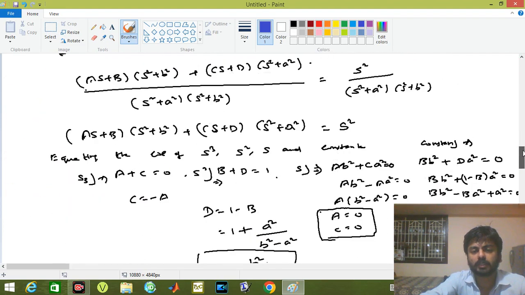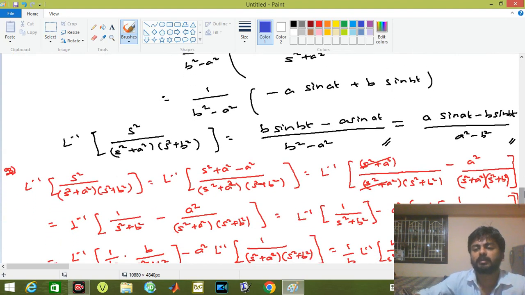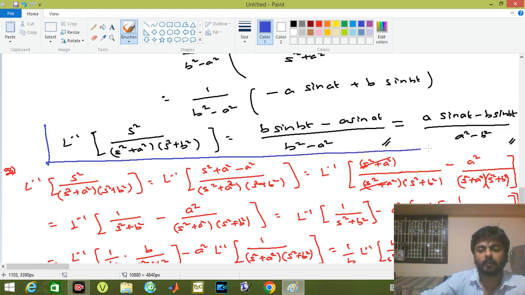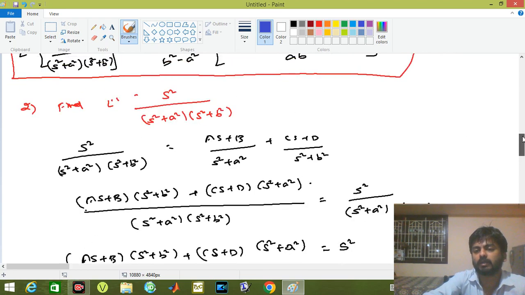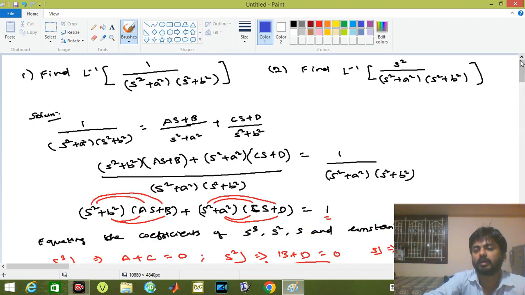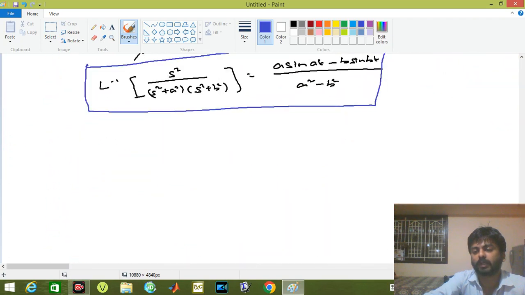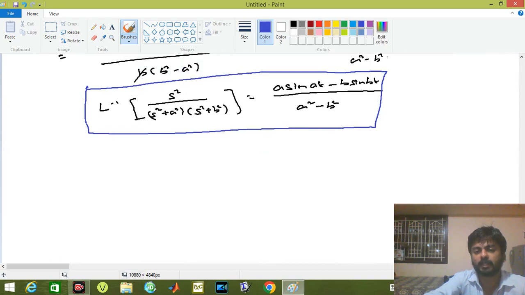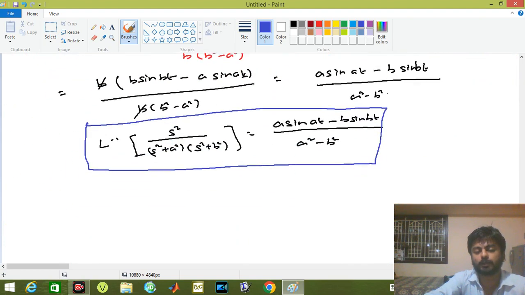See, I am showing the solution here. The solution we have obtained here is the same as that of the last solution, a sin at minus b sin bt by a square minus b square. Here also you have the same solution, a sin at minus b sin bt by a square minus b square, for L inverse of s square divided by s square plus a square and s square plus b square. So you can use either of the two methods.